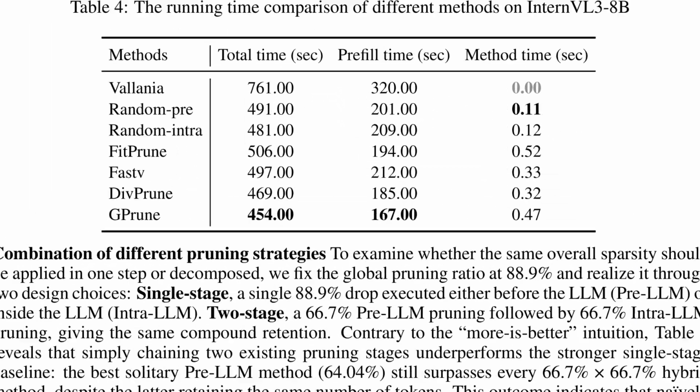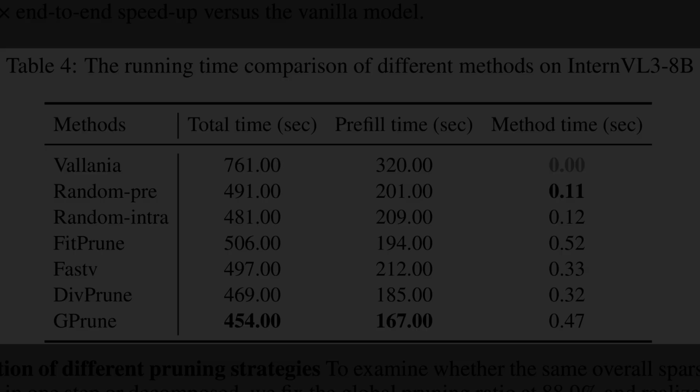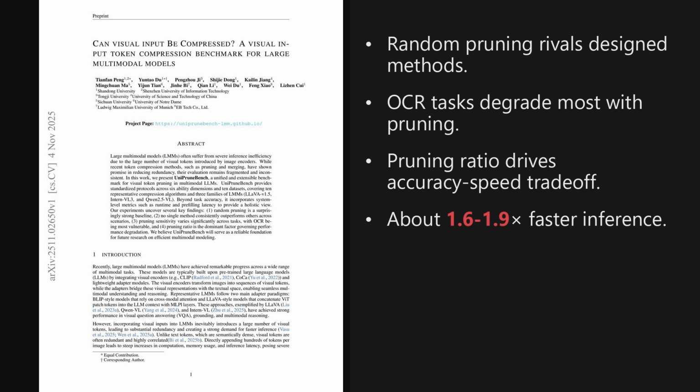Table 4 compares running time and overheads, showing how pruning changes end-to-end latency at about 89% pruning on Intern-VL 3.8B. Prefill means the encoder pass that prepares the key value cache before decoding. GPrune records the fastest prefill at 167 seconds. It also achieves the lowest total time at 454 seconds. Method overhead remains tiny, with each technique adding under 0.5 seconds, so the gains come from shortening prefill rather than the pruning routine.